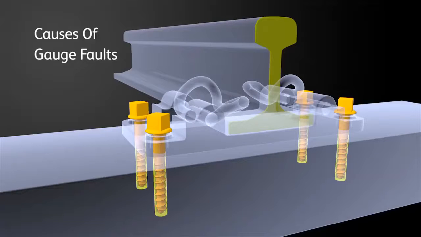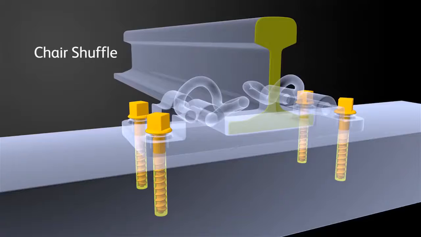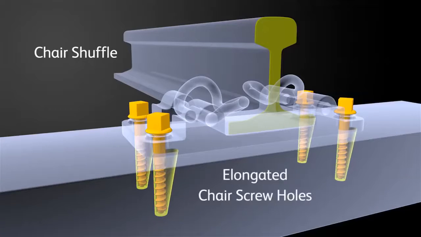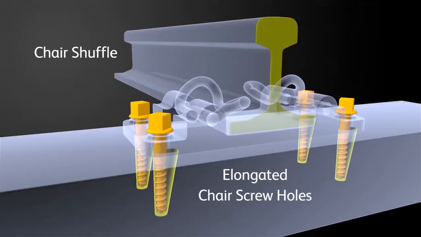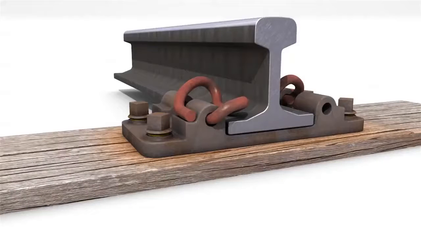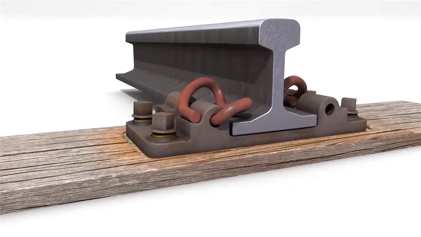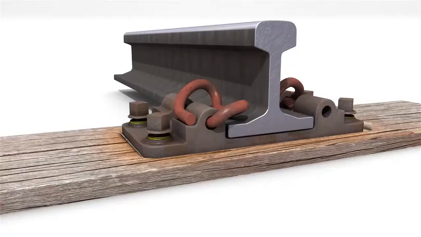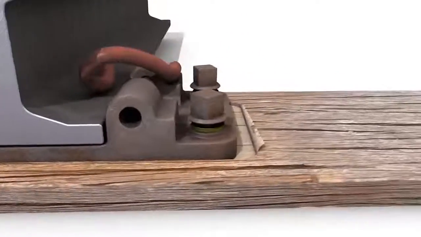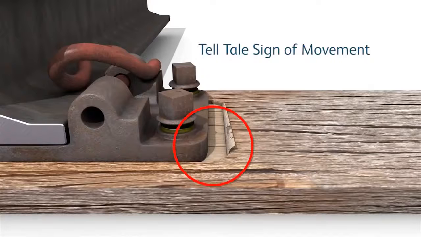Some examples of gauge faults on wood are chair shuffle. The holes for chair screws in the wooden sleepers have become elongated, and the lateral forces of the trains push the rails and chairs outwards. One of the telltale signs for shuffle is a wear pattern forming in the sleeper. The constant lateral movement creates a sandpaper-type effect, which rubs away the sleeper, causing the base plate to slowly start embedding in the sleeper. In addition, at the end of the sleeper, some wood shavings may appear.